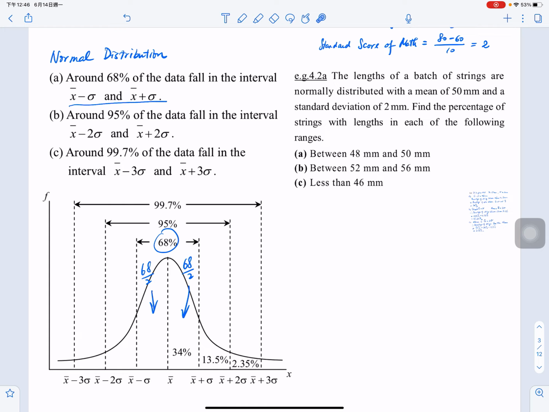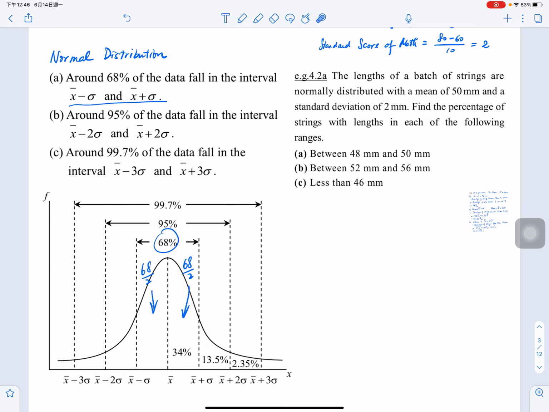Then how about 95? That means within 2 standard deviations. You see, x minus 2 standard deviations to x plus 2 standard deviations. So about 95% of data fall in this interval. Okay, and so on. Within 3 times the standard deviation, about 99.7%.